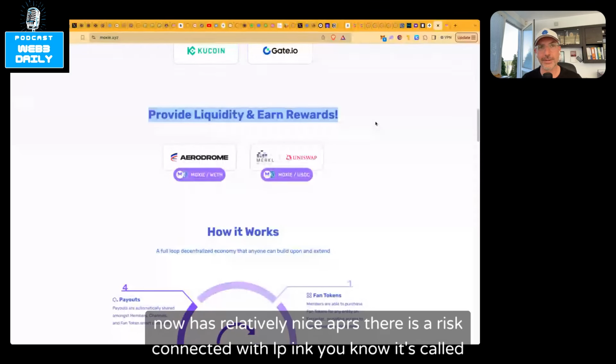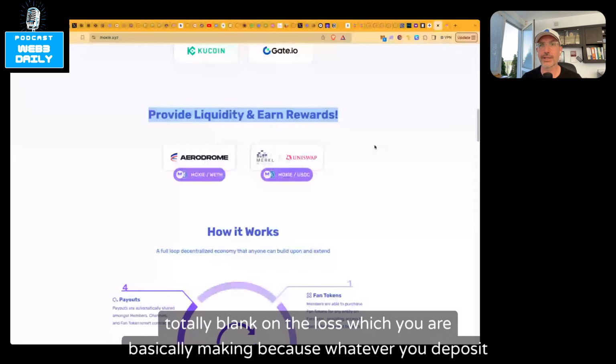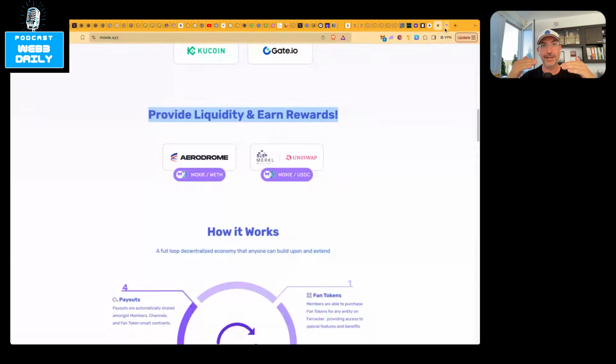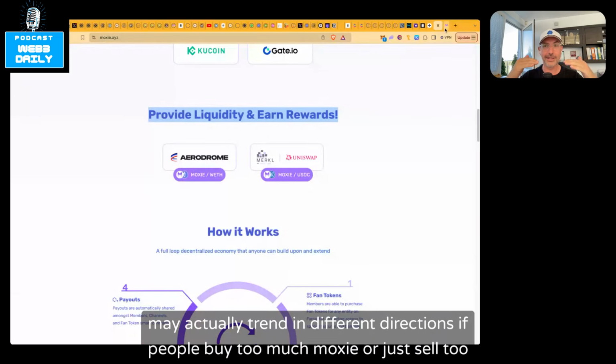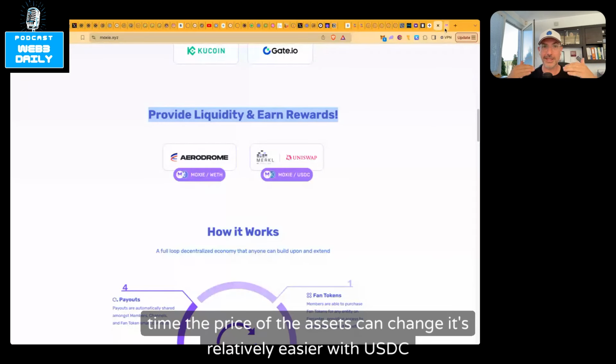There is risk connected with LPing. It's called impermanent loss, which you are basically making because whatever you deposit may actually trend in different directions. If people buy too much Moxie or just sell too much Moxie, the pool may actually end up with just one side, not both. And in between the time, the price of the assets can change.